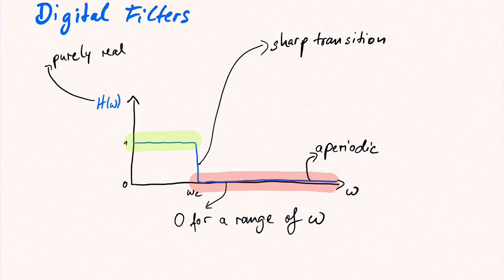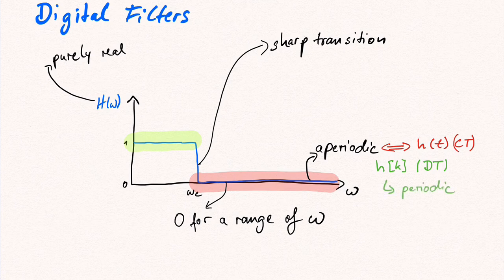For instance, if H of omega is aperiodic in the frequency domain, this implies that the impulse response h of t must be in continuous time. But since this time we want to design a digital or discrete time filter with impulse response h of k, the corresponding H of omega of a digital or discrete time filter has to be periodic.